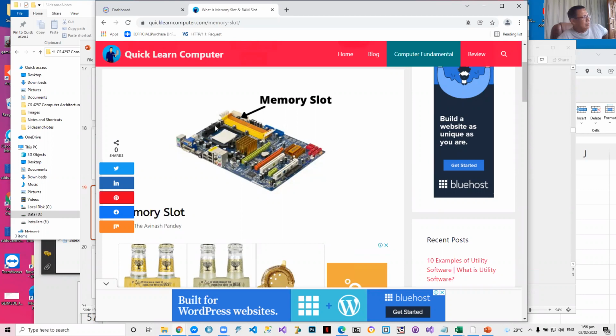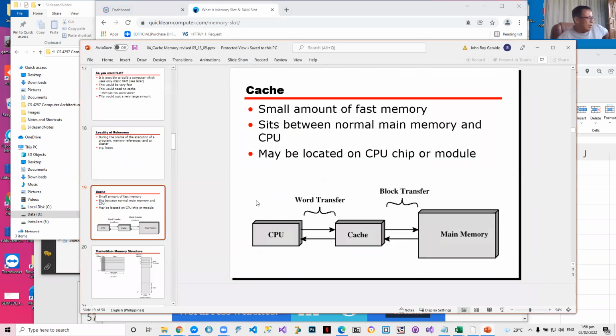Okay? So, okay. There is a connection. There's usually the cache. The main memory is outside the chip, but the cache is inside the chip. No? Do you follow? So kung ganito yung the CPU and the cache are in one IC. No? One IC. Okay? So it's a very small amount of fast memory, and it sits between the normal main memory and the CPU. And in terms of location, it's located second nearest. It's not the nearest because the nearest are the set of registers and may be located on the CPU chip or module. But nowadays it's standard. No? When you buy a processor, you will have the cache inside it.